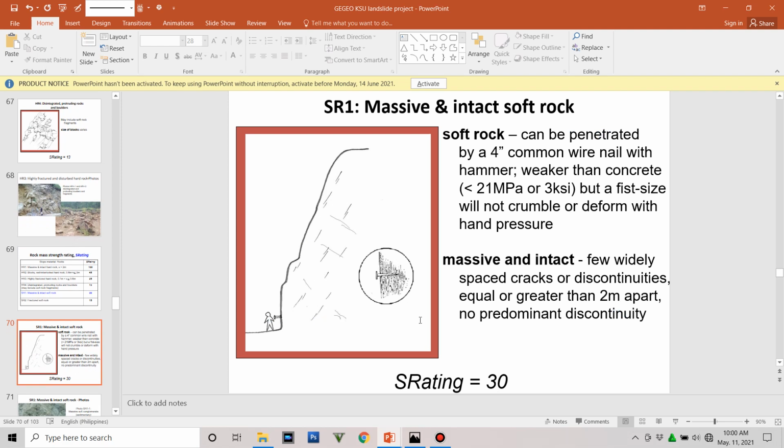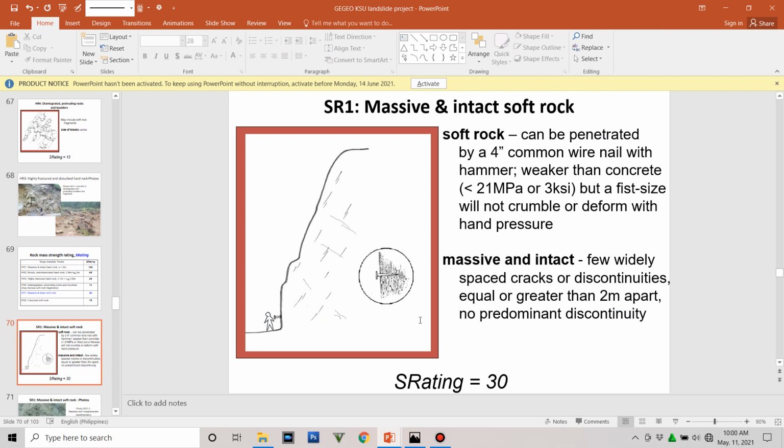Ito naman yung distinction between rock and soil. So yung soft rock, it will not crumble. Okay? Ngayon, yung ganun din sa massive and intact soft rock, so ano nga siya, very dense siya, you cannot really crumble it by your hand pressure. And then massive and intact, few widely spaced cracks or discontinuities equal or greater than 2 meters apart. So no predominant discontinuity. So the S rating for that is 30.